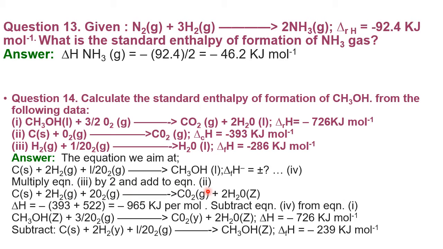For this, we multiply equation 3 by 2, then add it to equation 2. Then what will we get? C plus 2H2 plus 2O2 gives CO2 plus 2H2O. The enthalpy change, with values added as per the mathematical rules, is minus 96.965 kilojoules per mole. Then subtract equation 4 from equation 1. Thereby, at the end, we get this equation. After multiplying and subtracting, the final answer is minus 239 kilojoules per mole. Repeating once again, this is similar to example number 5. Please practice it.